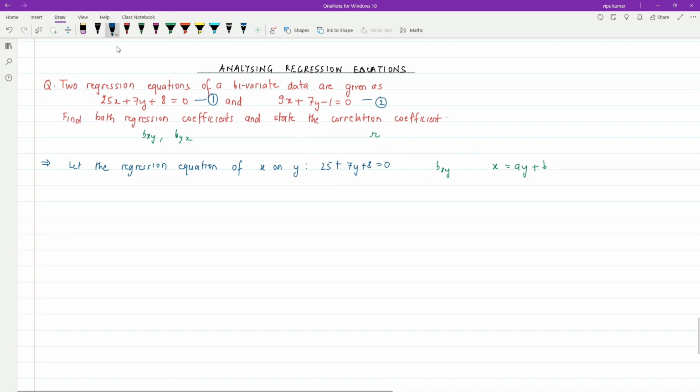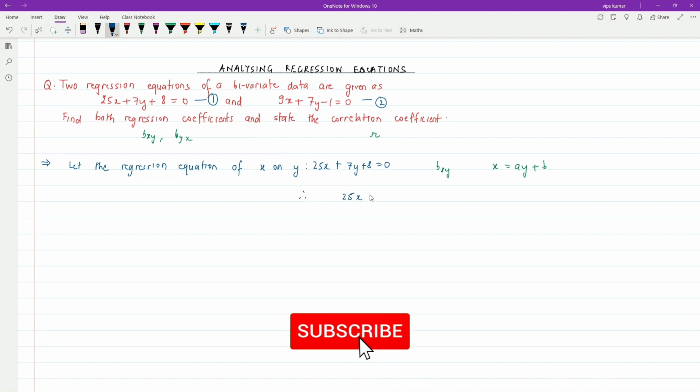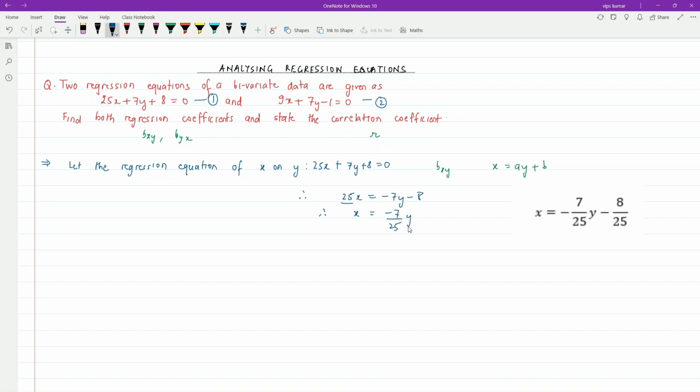This is 25x right here. Let me rewrite that. So rearranging, we can say that 25x is equal to negative 7y minus 8. We need to get rid of the 25. So this is going to be x equal to minus 7 upon 25 y minus 8 upon 25. If you compare with this, the value of a is minus 7 by 25. And therefore, we have the first regression coefficient as Vxy equal to negative 7 upon 25.